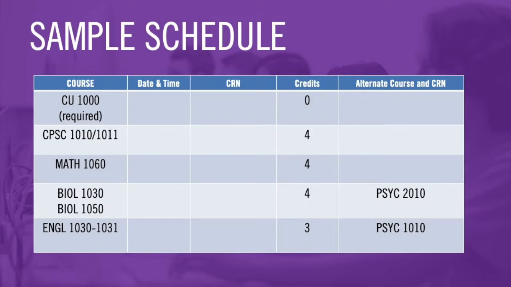Then, most students will take a computer science course, math course, science class, and then fulfill one of the general education requirements. If you do not have credit for English 1030, Rhetoric and Composition, either through AP credit, dual enrollment, or transfer coursework, you will take English 1030 during the fall semester. If you already have credit for English 1030, you will generally take another course to fulfill general education requirements.